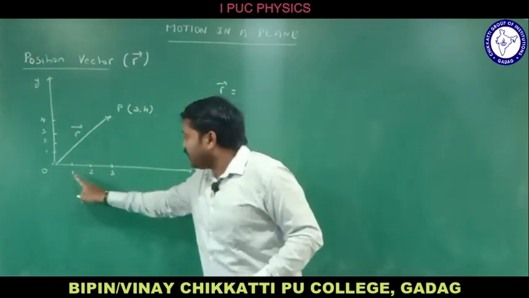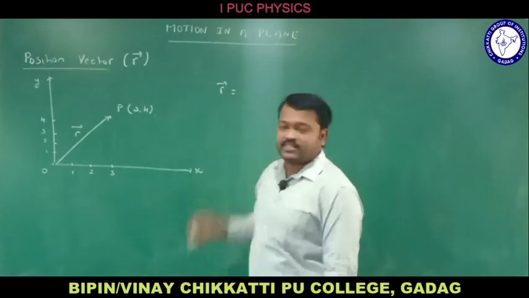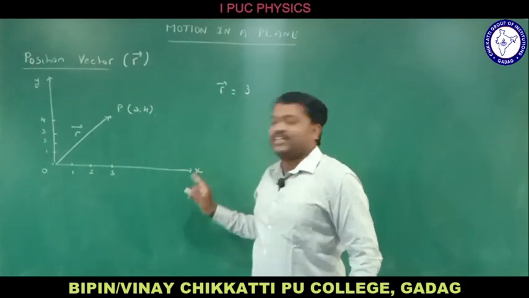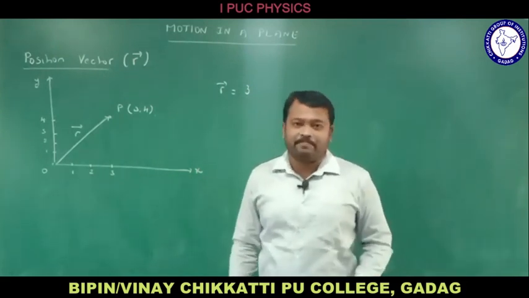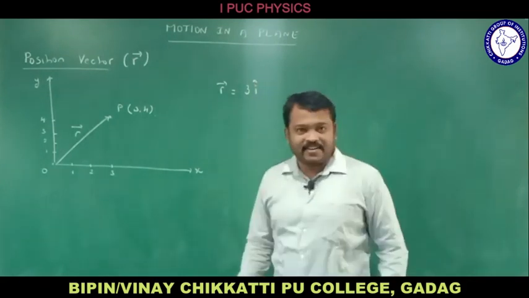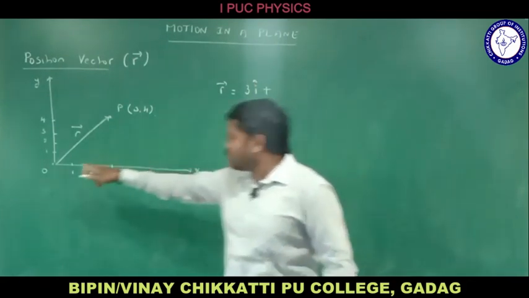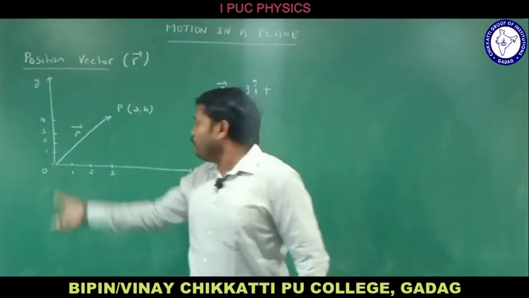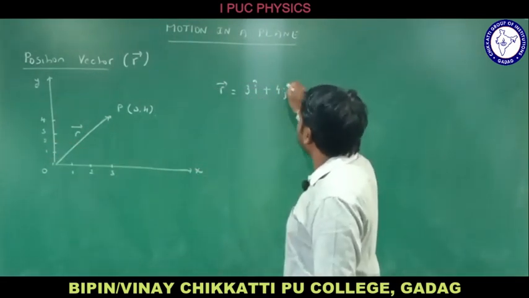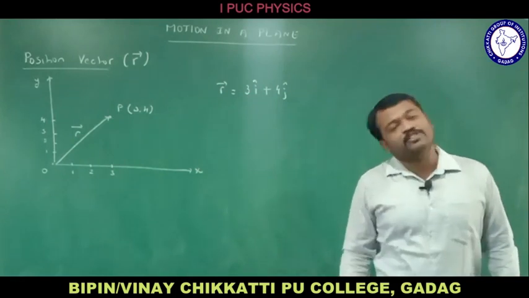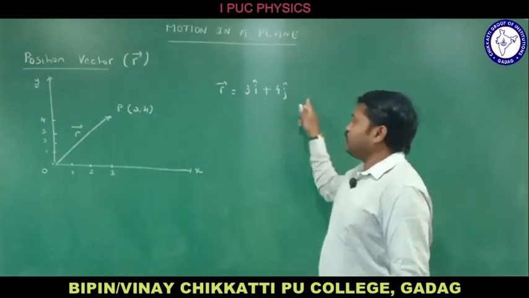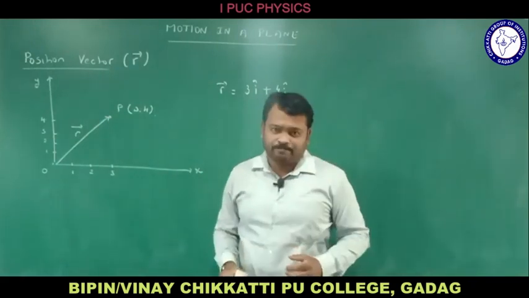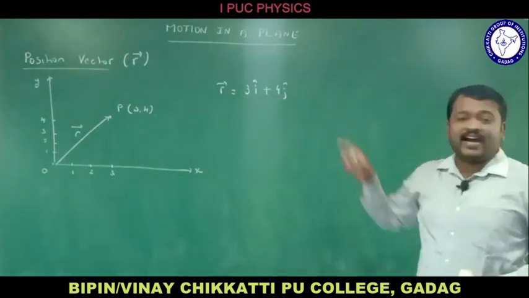This position is at a distance 3 along the x axis. So shall I write r vector is equal to what is along the x axis? How much is the unit here? 3 units. And along the x axis, the unit vector we use is i cap. So 3 i cap, plus. Along the y axis, the unit vector is j cap. How many units is it here? 4 units. Let me take 4 j cap. This is how we represent the position vector. By this, we can say that the object is at this position P. So r is equal to 3i plus 4j.